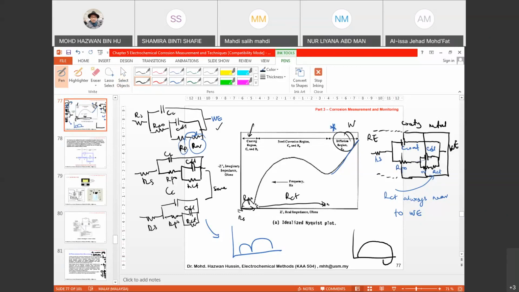Apa ni? Daripada data lab hari tu, dia macam tu. Yes. Okay. Alright. So, this is actually a very interesting thing. Yeah, maybe I'm afraid I have not gone through this.